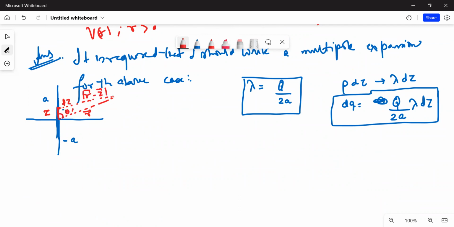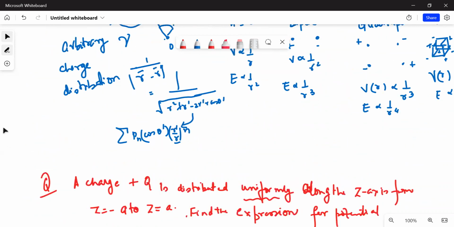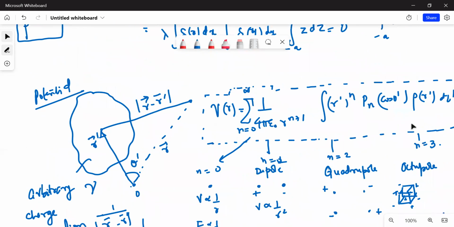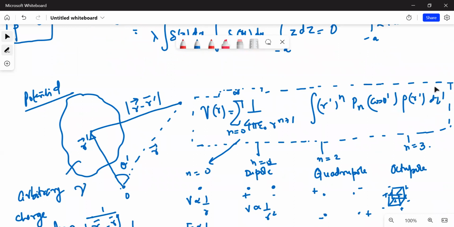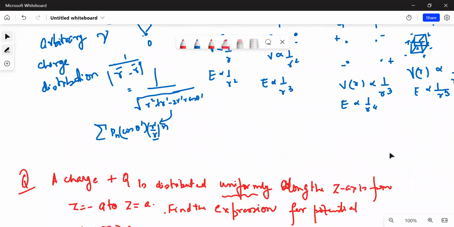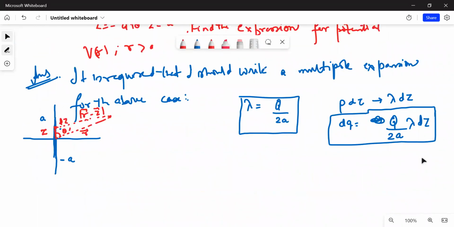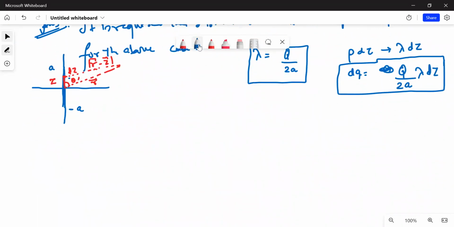Everything would remain same except for a few things. So this expression would again give you the same multipole expansion thing as you've obtained for the volume charge density, except for the fact that rho r dash d tau dash would be replaced by lambda dz, and this r dash would be replaced by, I think, z. Is that clear or not clear? देखो सेम वही सेम टू सेम चलेगा.